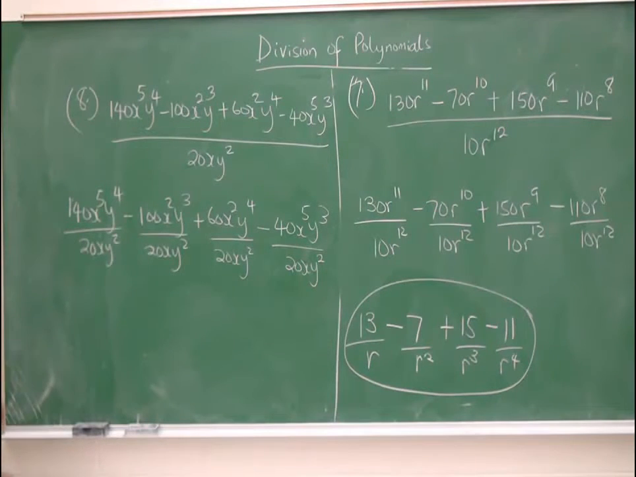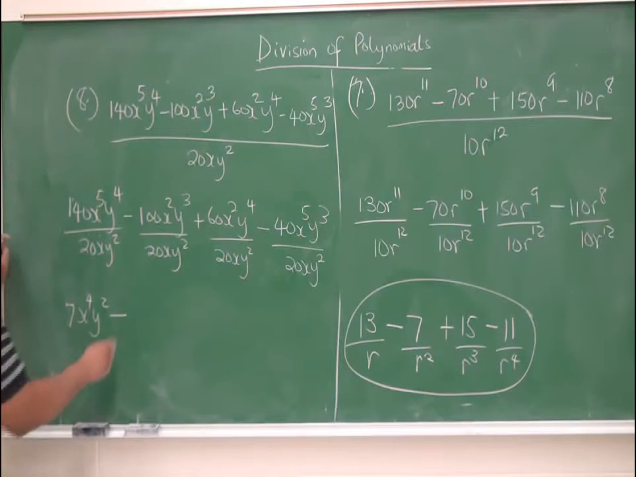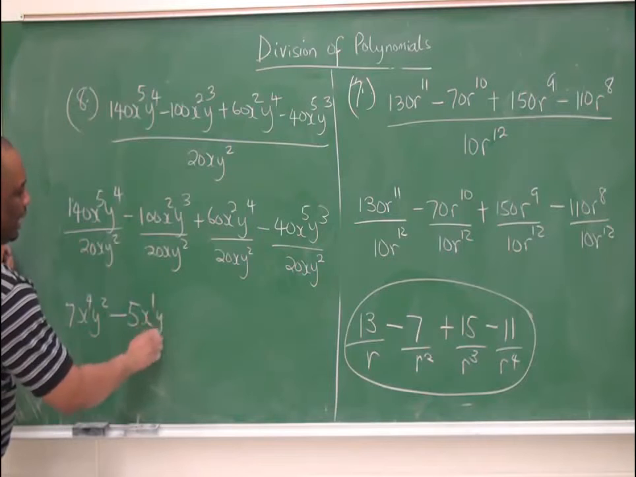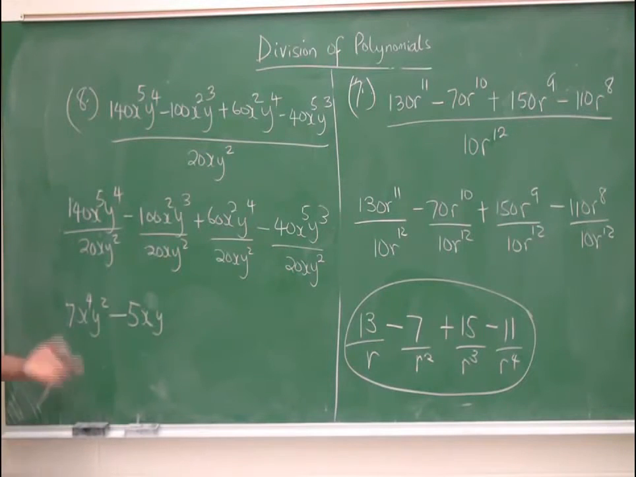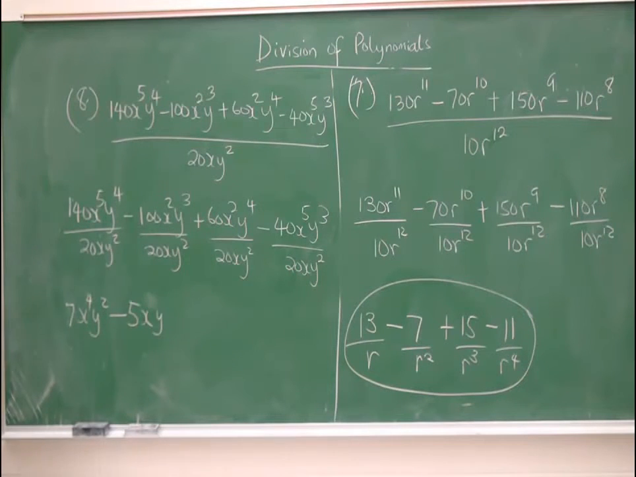Okay, 140 divided by 20 is what? 7, right? Then x^5 divided by x is x^4. Then y^4 divided by y^2 is y^2, because 4 minus 2 is 2. Then minus divided by plus is minus. 100 divided by 20 is 5. Then x^2 divided by x, 2 minus 1 is 1, so x to the power 1 is just x. Y, the same thing, 3 minus 2 is 1.